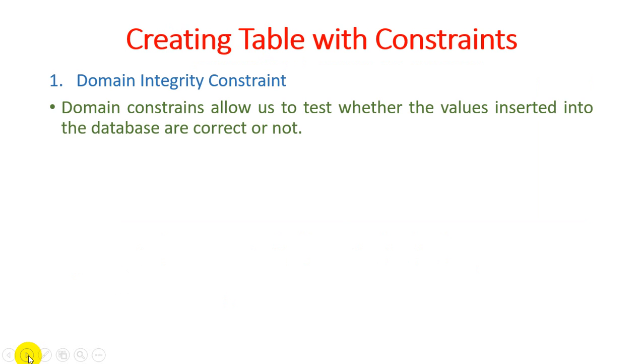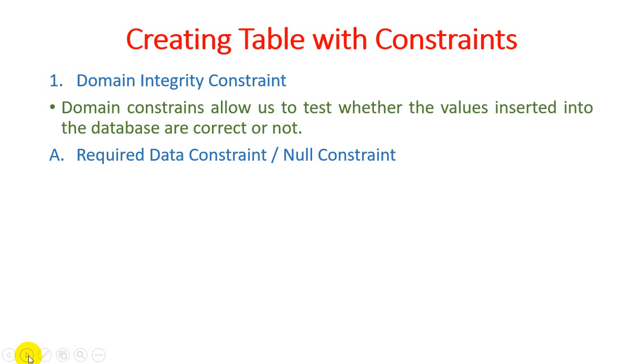Now we discuss creating a table with a constraint, meaning with a set of rules. First we discuss the domain integrity constraint. In this domain integrity constraint, first we discuss what a domain constraint is. A domain constraint allows us to test whether the values inserted into the database are correct or not. Means before inserting any information from the user side, it must be verified that it is a correct one or not. It is known as a domain constraint.